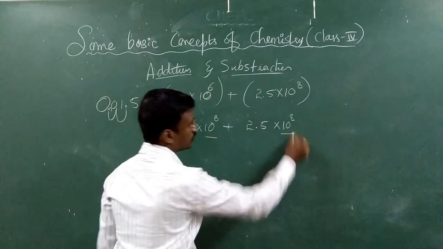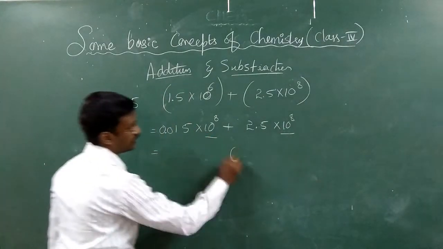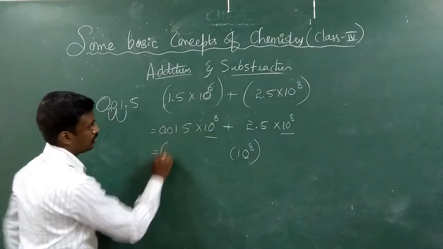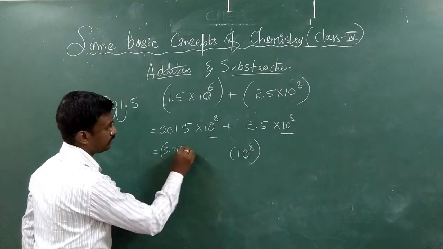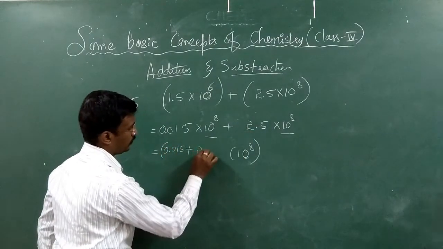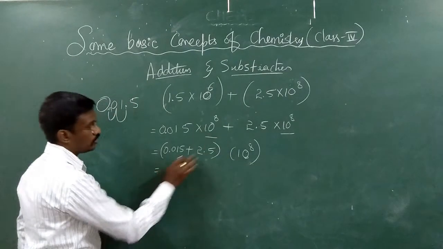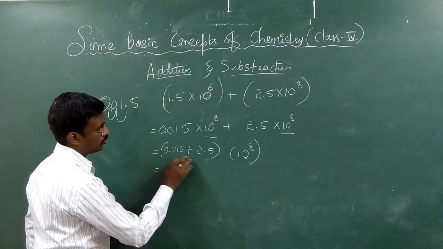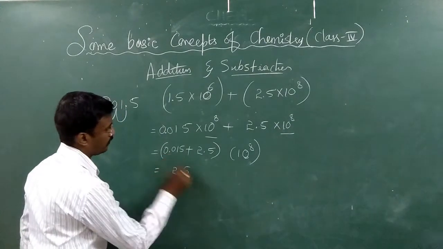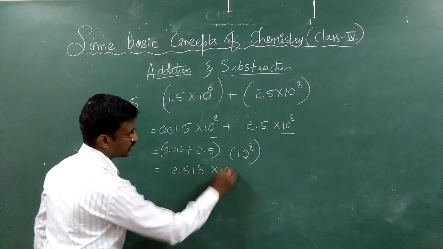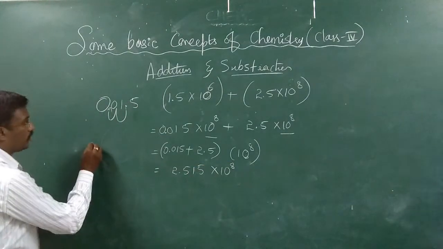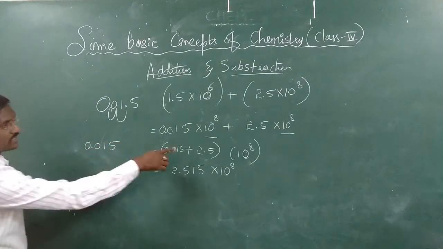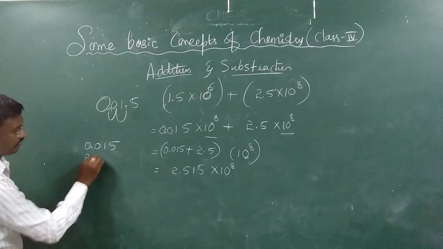Here 10 raised to 8, and here also 10 raised to 8. So we will take the common: 10 raised to 8 is common and the remaining is 0.015 plus 2.5. We will add these two. Therefore, 2.5 into 10 raised to 8 will be the answer. How? We have to add 0.015 to 2.5.